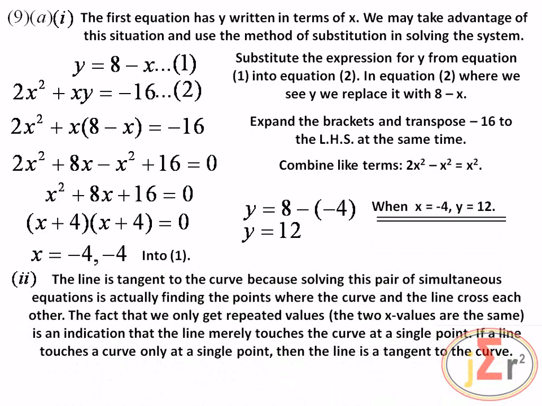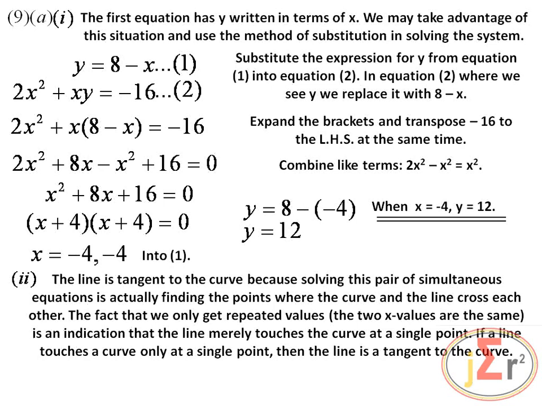The other part of the problem required that we state, giving reasons, whether or not the line that we have represented by this is tangent to the curve represented by this. What is a tangent? Everybody knows that a tangent is a line that touches the curve at one single point. It does not cross the curve. It touches the curve at one single point.